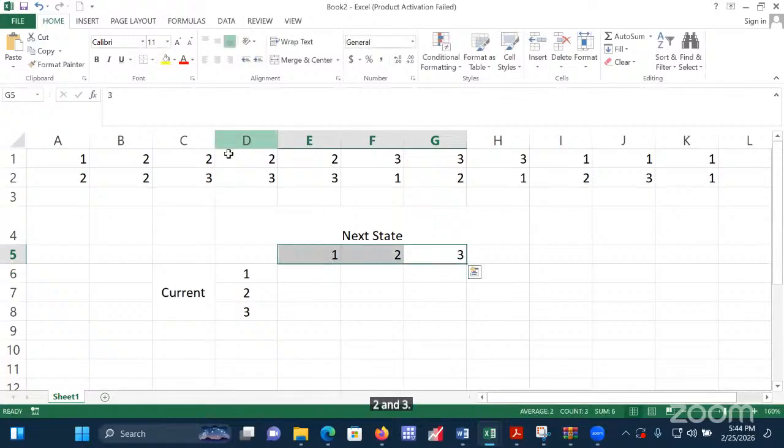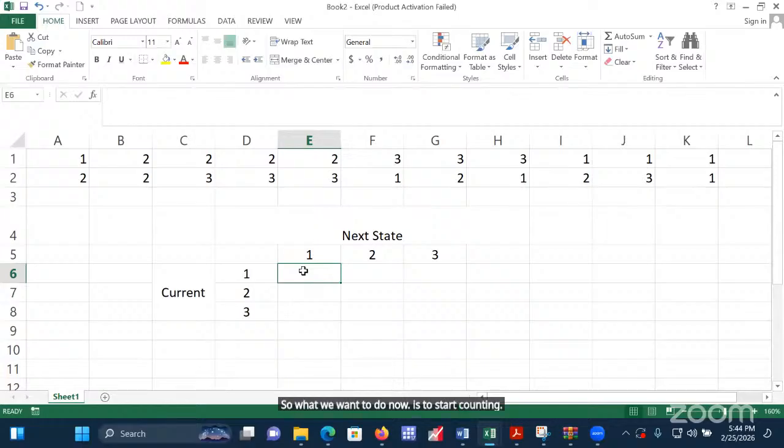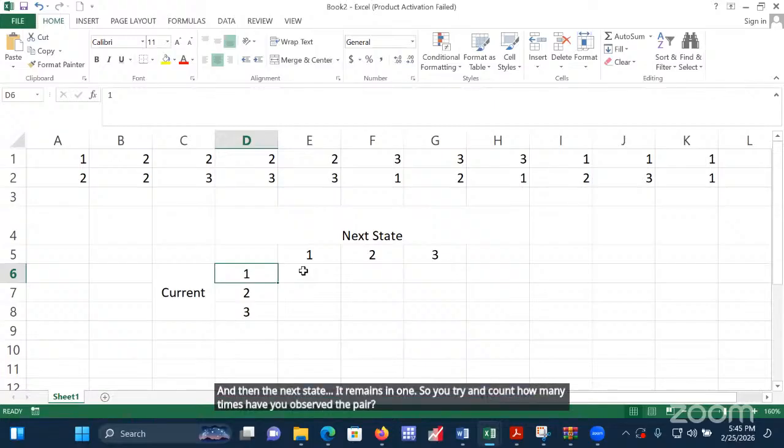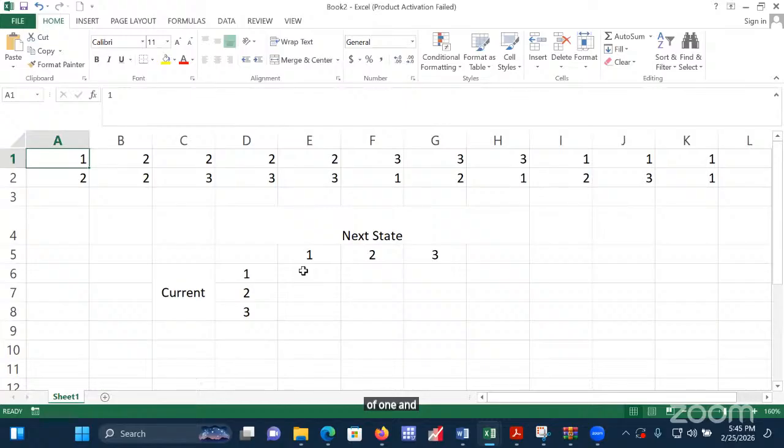Okay, so what we want to do now is to start counting. How many times have you observed a process or a customer that is currently in state 1 remaining in state 1? That is in 1 now, and then the next state it remains in 1. So you try and count how many times have you observed the pair of 1 and 1 together. So if you look at this, you will notice that you have 1s together.